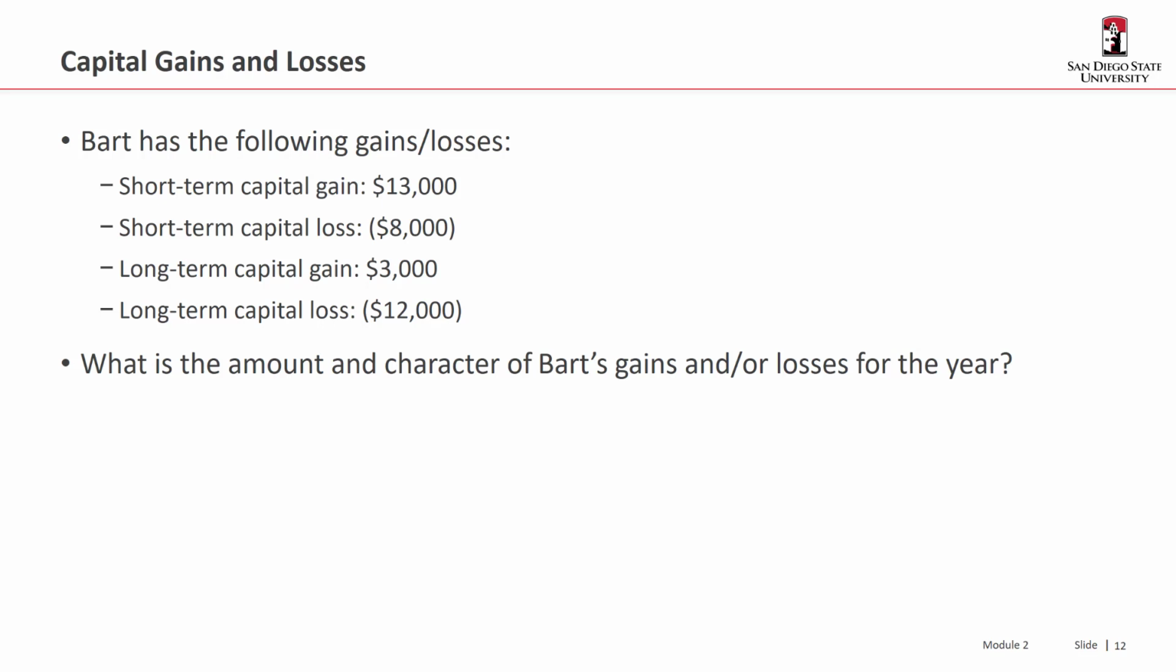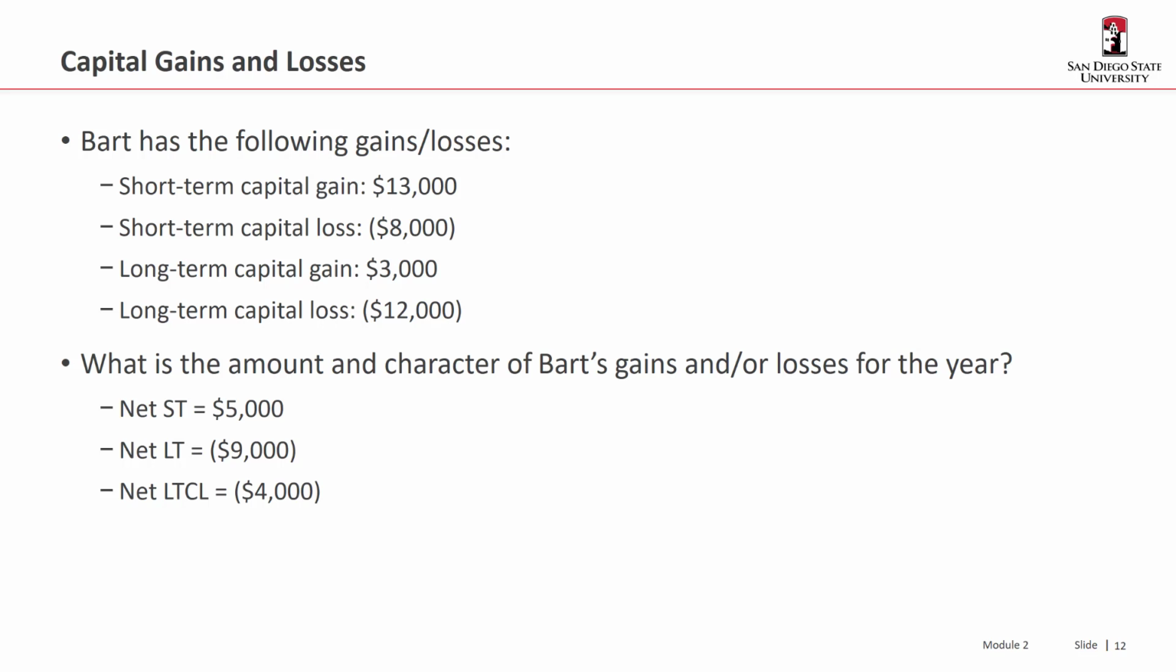So we're going to apply the simple netting rules, which is we have to net all the short-term against one another and then net all the long-term against one another. So our net short-term is a gain of $5,000. That's the 13 less the 8. Our net long-term is a loss of $9,000. That's the 12 less the 3. Since those are of opposite signs, we now net those against one another, and we end up with a net long-term capital loss of $4,000 because the net long-term loss is larger than the net short-term gain. So the big fish swallows the small fish. We end up with a long-term capital loss of $4,000.